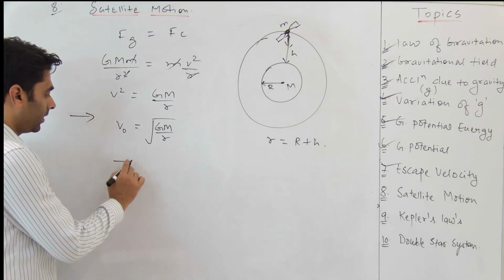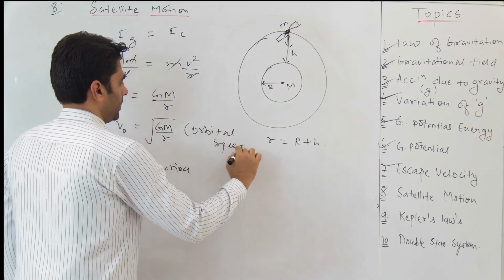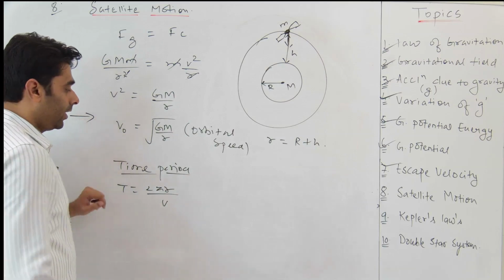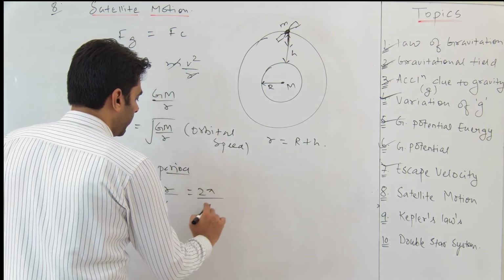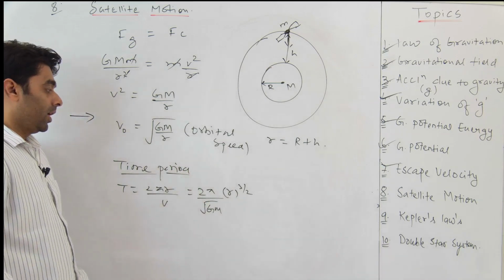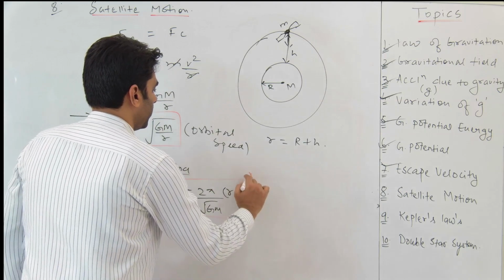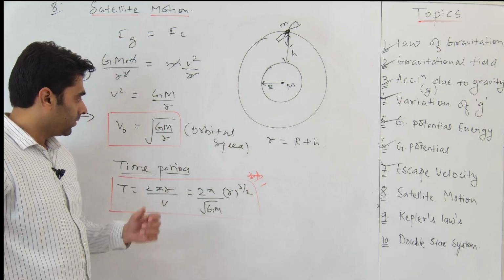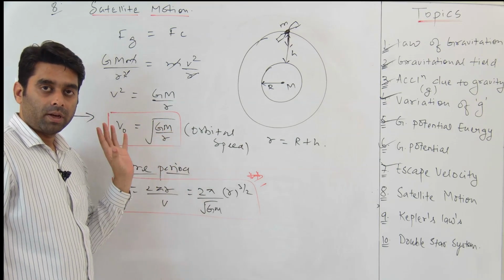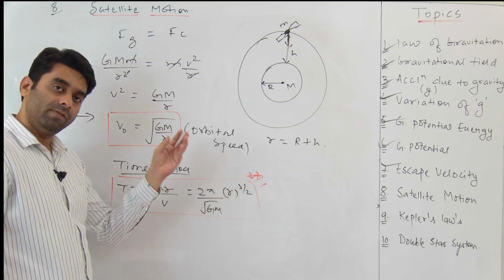Second, we can find the time period. Next, to calculate the time period, it will be 2 pi r by v. Just now we have calculated our orbital speed. When we substitute it over here, our result comes out to be 2 pi by root GM times r power 3 by 2. So these are the two results we should keep in mind: orbital speed is root over GM by r, and time period is 2 pi by root GM into r power 3 by 2. One point we can observe is that orbital speed depends on the mass of the planet and the orbital radius. It does not depend on the mass of the satellite; it is independent of small m. Similarly, time period also does not depend on the mass of the satellite. It depends on capital M, the mass of the planet, and obviously the orbital radius.